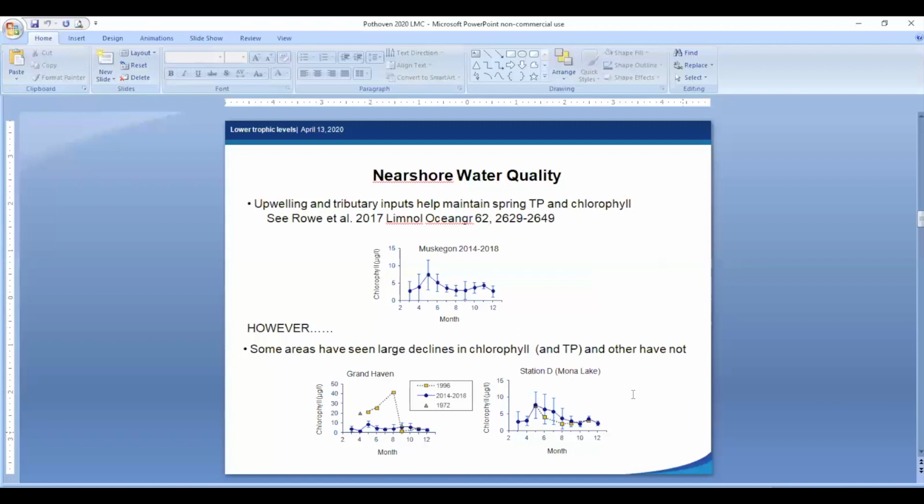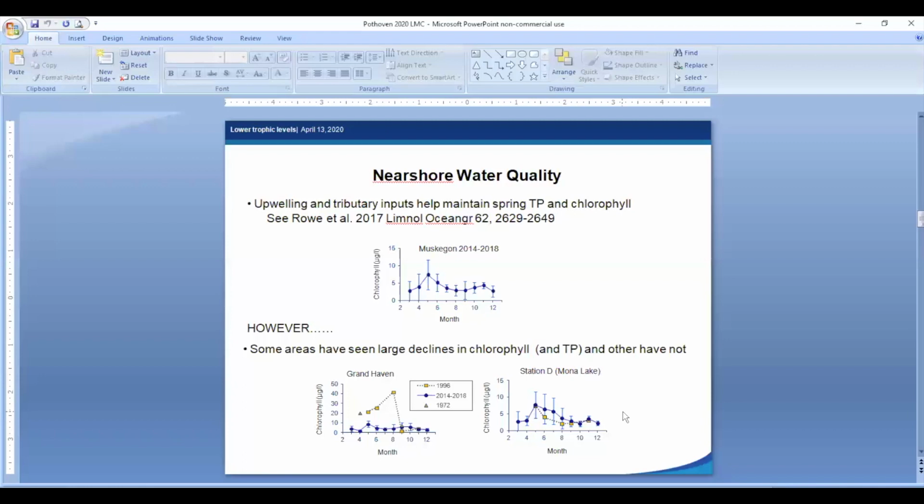So here on the bottom, we have some data from Grand Haven off the Grand River, which is a major source of nutrients for the whole lake, and then from the nearshore station off Mona Lake, which is just maybe 5 miles north of that Grand Haven station. In both of these, you can see May is the highest period of chlorophyll at these sites, but you can see we've had huge changes since the mid-90s at this Grand Haven site, with huge declines in the spring and summer chlorophyll and also phosphorus at that Grand Haven site. Whereas at the site just 5 miles north of there, almost no changes over the same period. So we have inconsistent changes across sites over time in the nearshore.